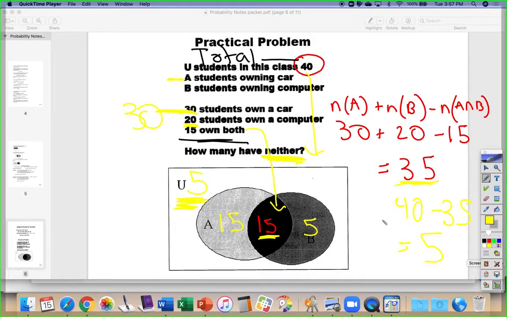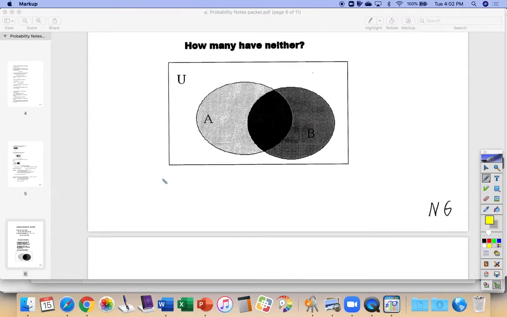So I want to tell you more, what is this 5? This 5 would be people in group B. So they own a computer, but they are not in A. So 5 people own a computer and no car. It's about where you are in the world. That's what these Venn diagrams help us do.